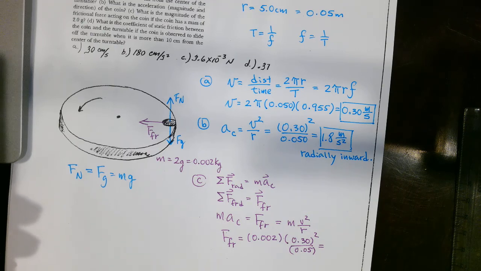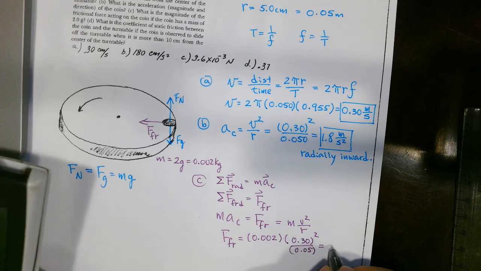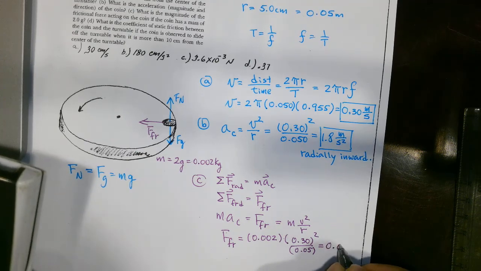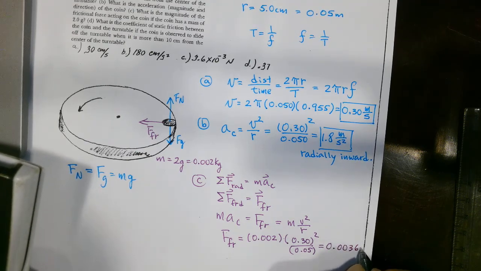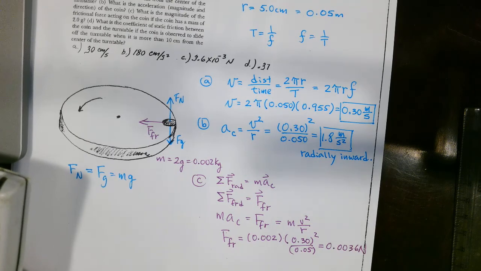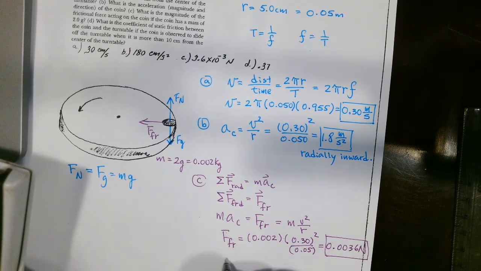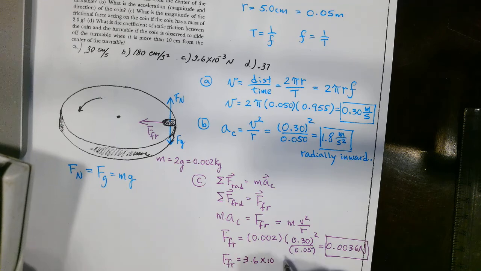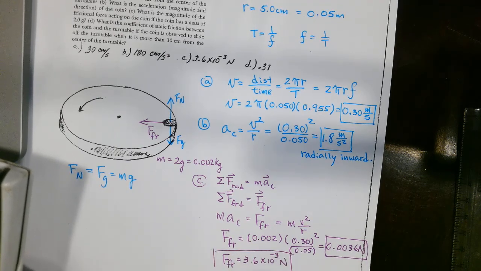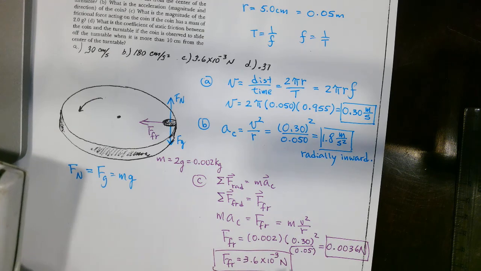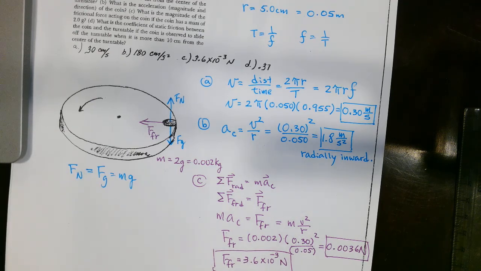Times, I guess you get 0.0036 newtons, okay? Or simply, my frictional force is equal to 3.6 times 10 to the negative third newtons.